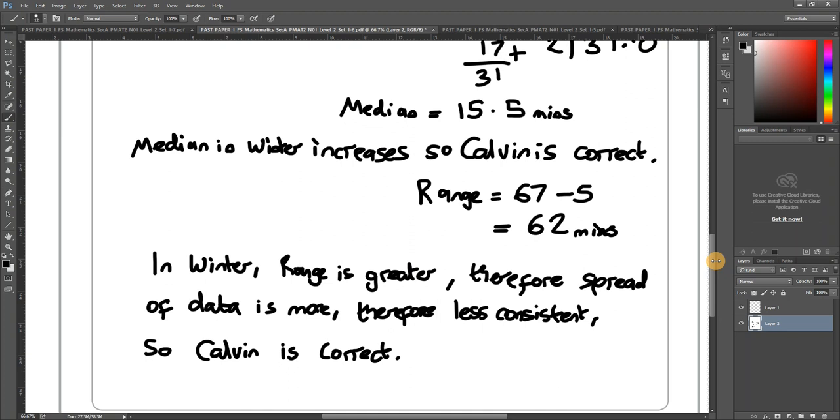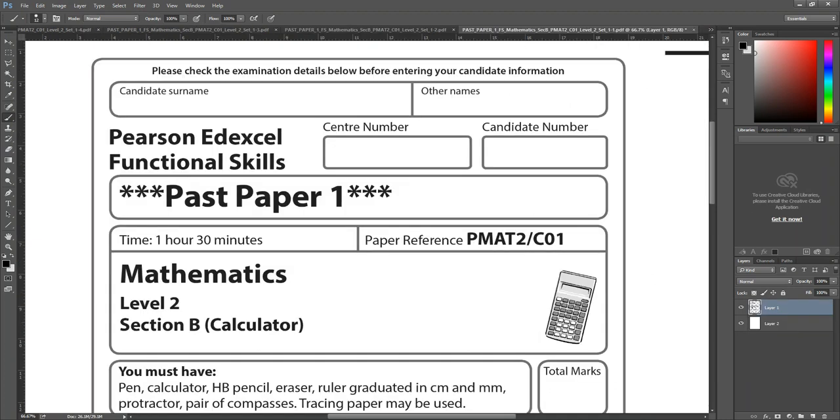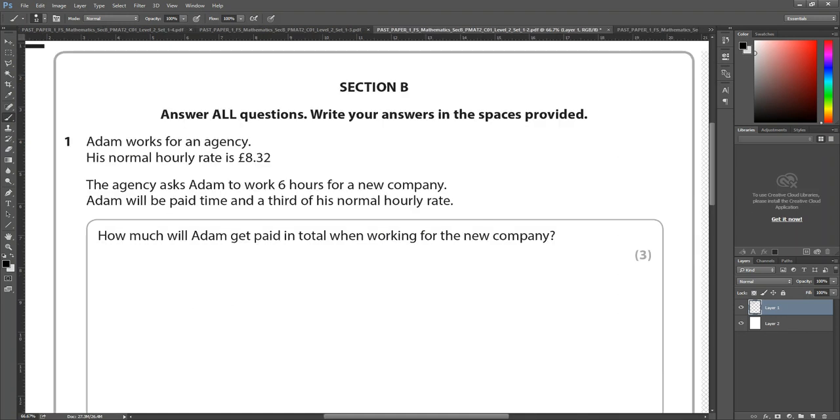That's section A done, and I'll go on to section B right now, which is the calculator paper. So give me 2 seconds and I'll put section B on the screen. Okay, so this is section B. This is the calculator one. So this is 1 hour, 30 minutes long. And obviously you're going to need a calculator, ideally a scientific calculator, when you do this paper. Let's go straight to question one. Question one, Adam works for an agency.